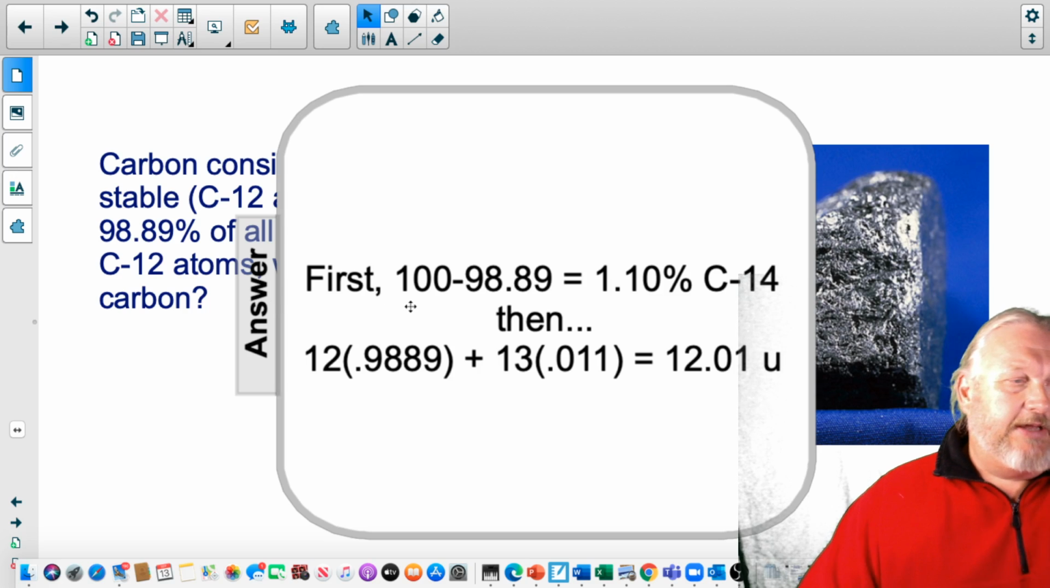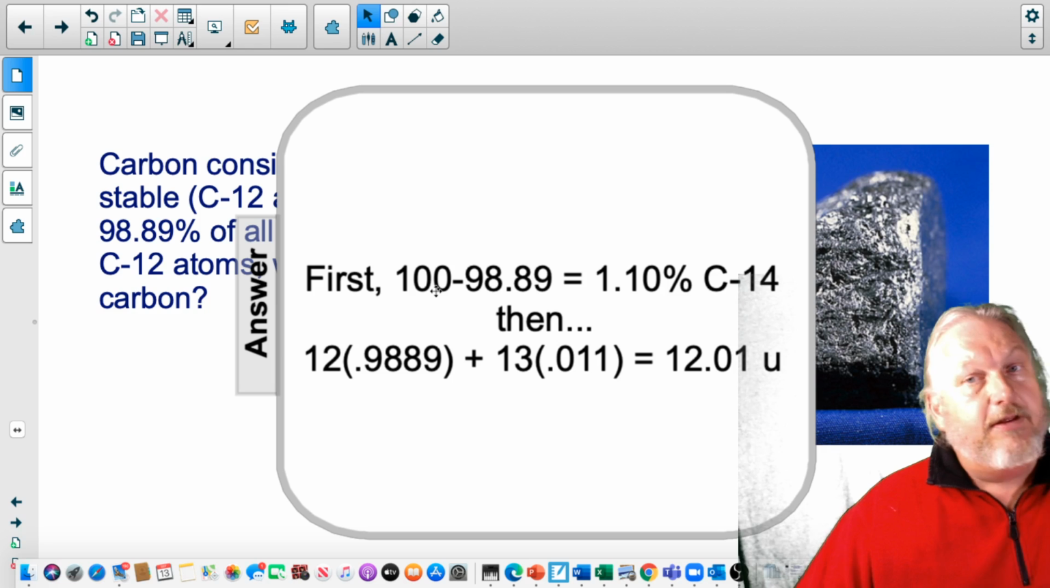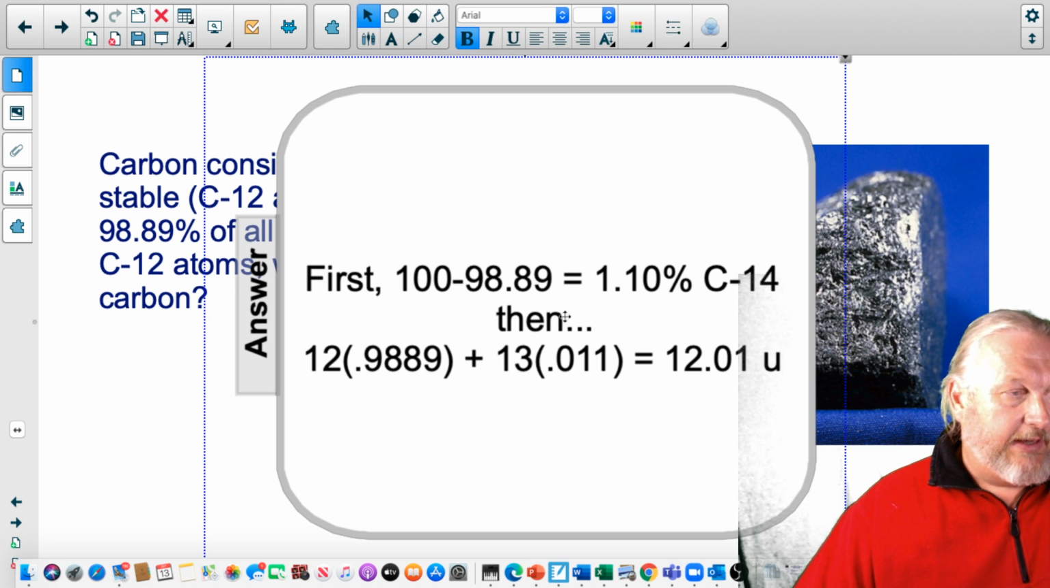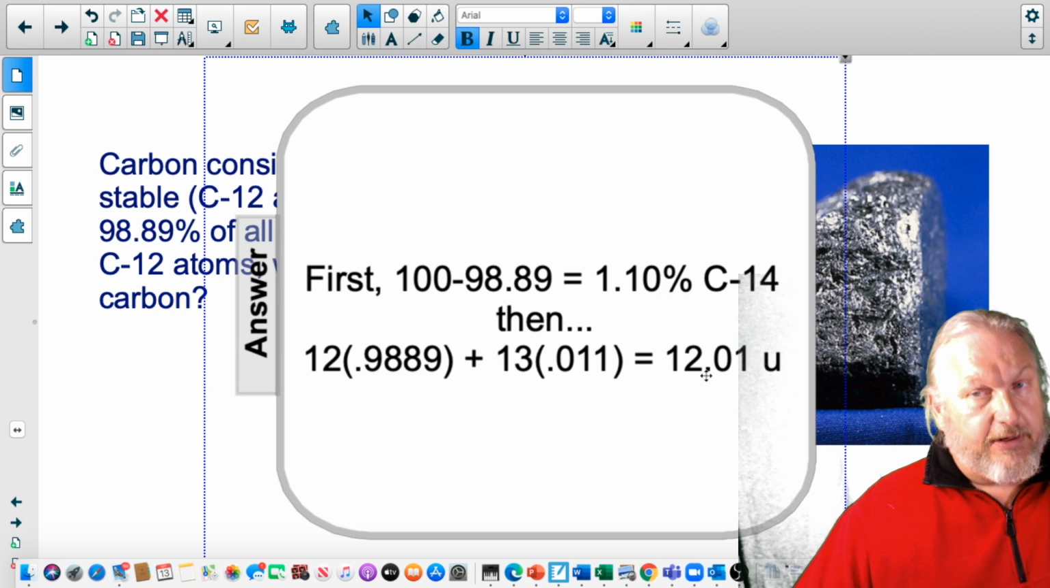So first, to get the percentage of carbon-13, we subtract 98.89 from 100 for 100%, and we get 1.10. I'm going to go ahead and correct this too. So then carbon-12, 12 times 0.9889, plus 13 times 0.011. If you sum these together, you're going to get 12.01 AMU. Guess what's on the periodic table? 12.01.